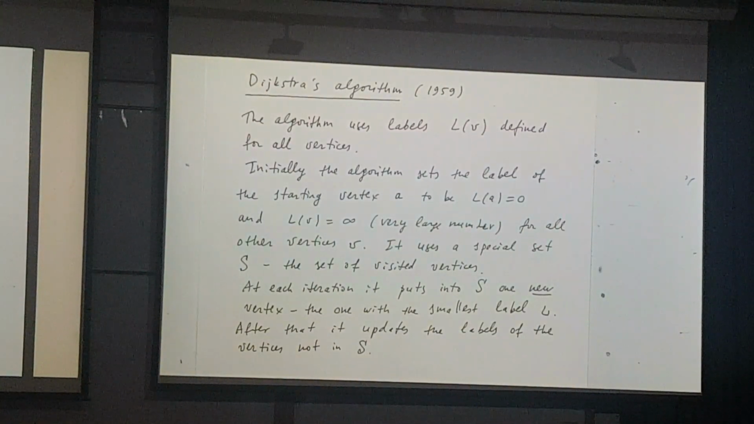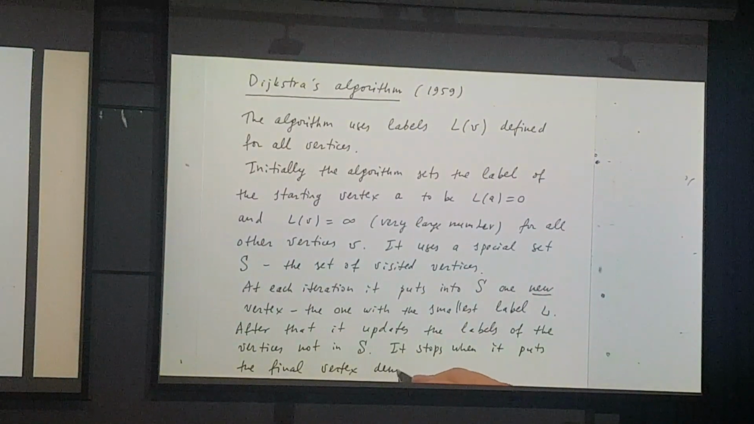The algorithm stops when it puts the final vertex Z, which is supposed to be given, into the set capital S. So the path goes from A to Z, from the initial vertex to the final vertex. So we stop when we put Z into capital S.